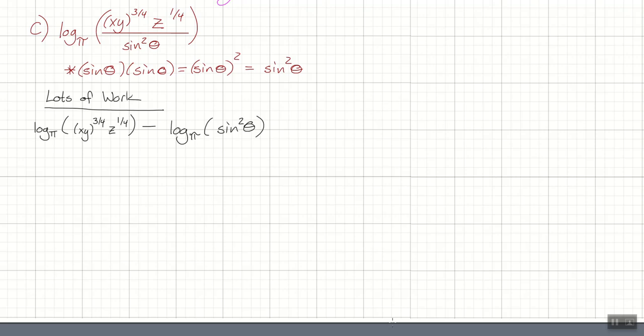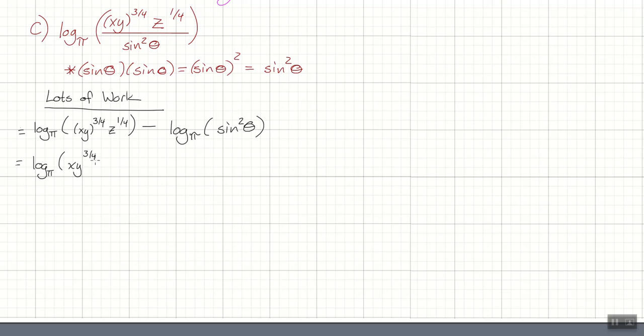Beyond that, what happens inside of this argument of the first log? Multiplication. If I see multiplication within the argument, I can split it up into what? Addition of the logarithms. Cool. So lots of work going. I wind up with log base pi. What's the first thing that I multiply by something else? xy to the 3/4.